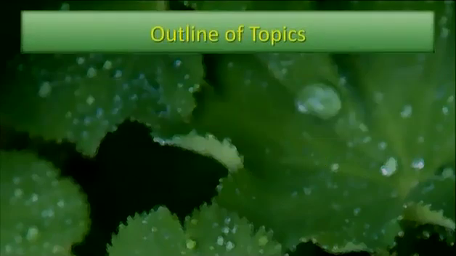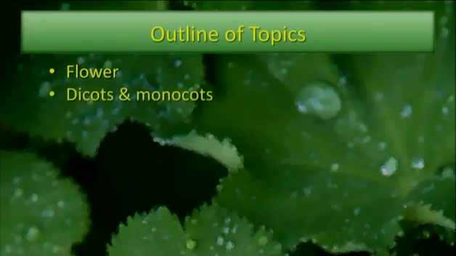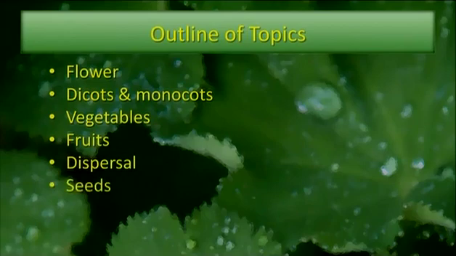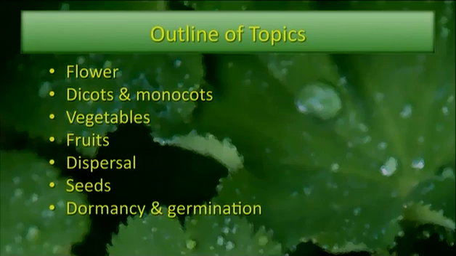Okay? So for our outline of topics, we're going to talk about the flower, its function and its parts. We're going to once again go through some differences between dicots and monocots. We're going to talk about vegetables and how they differ from fruits and how fruits differ from vegetables. We're going to talk about dispersal of fruits and also dispersal of seeds. We're going to talk about the seed, and we're going to talk about dormancy and germination.